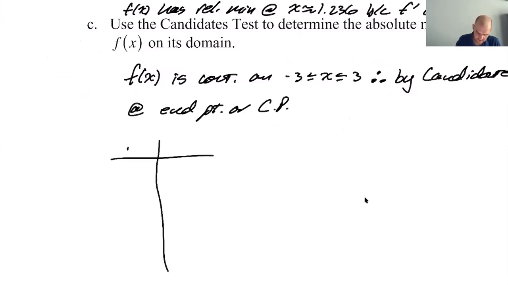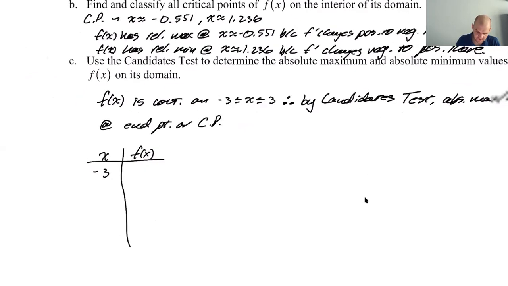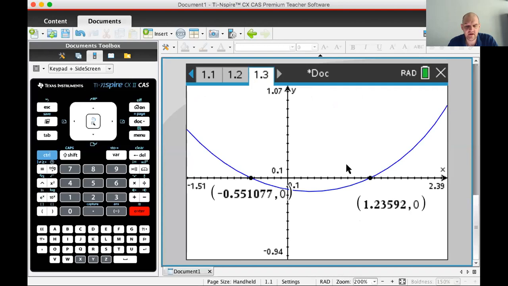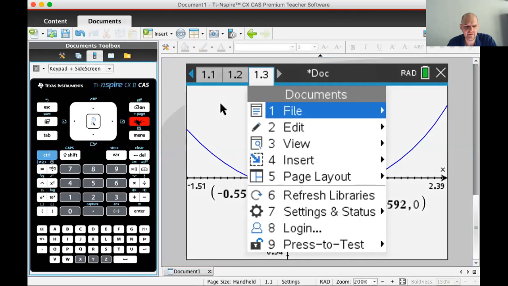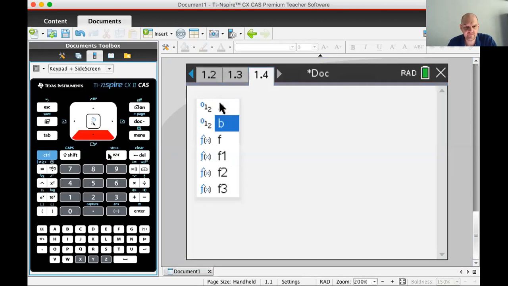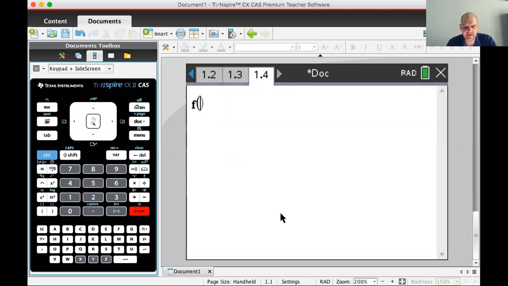So make our table x, f of x: -3, and then our critical points were -0.551, 1.236, and then 3. All right, back to the calculator. We're going to plug those in. Remember, on the calculator, we stored those values as A and B. So this is A. If you hover over it, it'll tell you what it's linked to, and that's B. So I'm just going to put in another calculator page in the same problem. I'm going to do f of -3. Okay, let's get decimals.